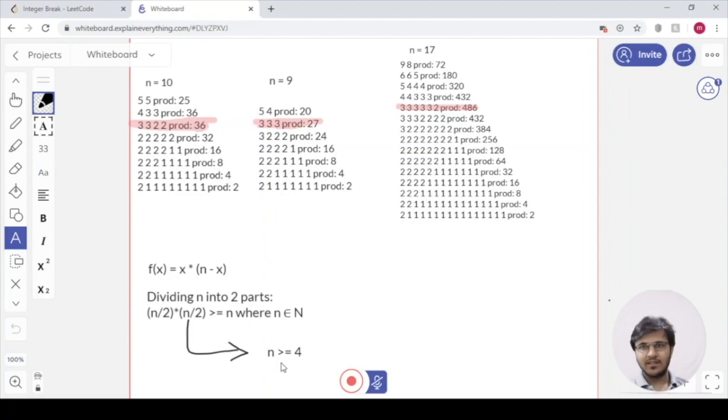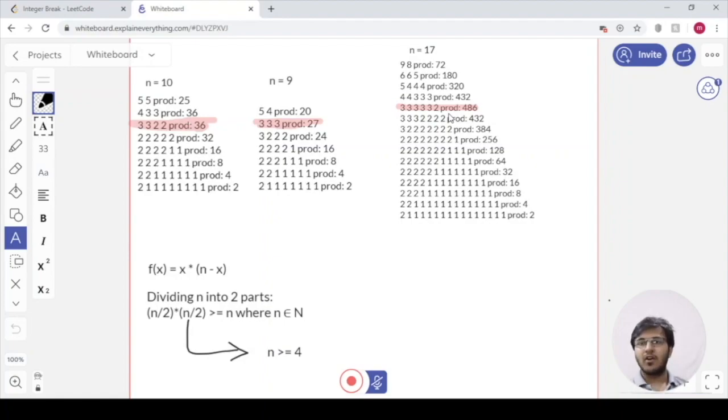Now you can see why you get this 3 and 2 pattern. There is no sense in taking 1, because multiplying a number by 1 gives the number itself, and multiplying a number by 0 will give the result 0. So no use of taking them. We will take 3 and 2, and because we want the product to be maximum, we will take a maximum number of 3's compared to 2's.